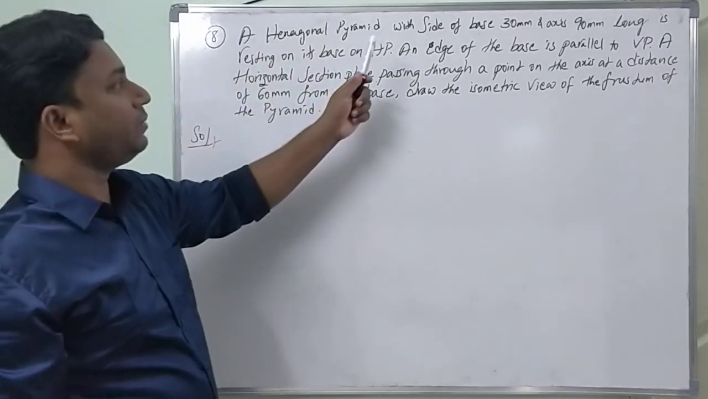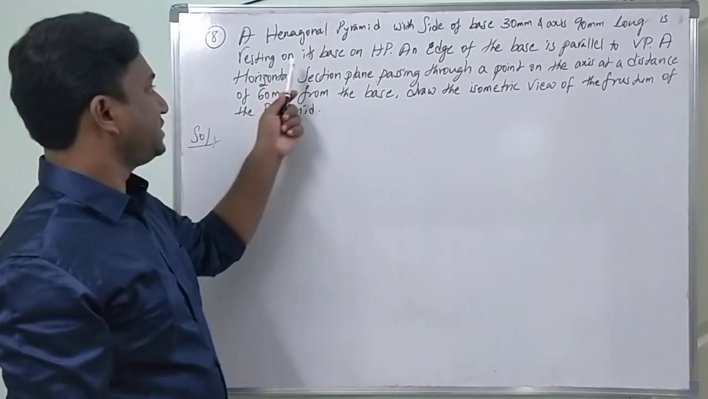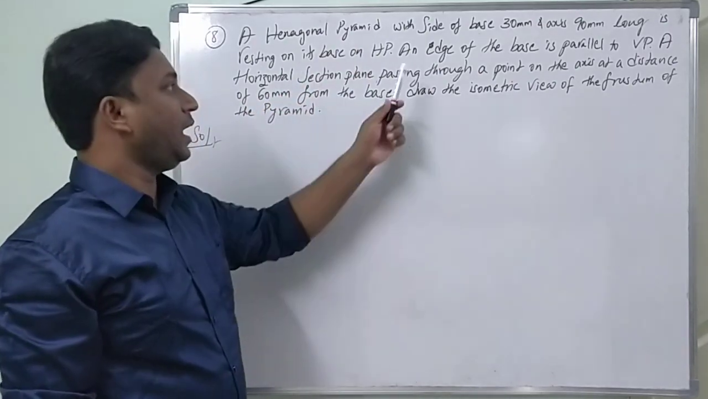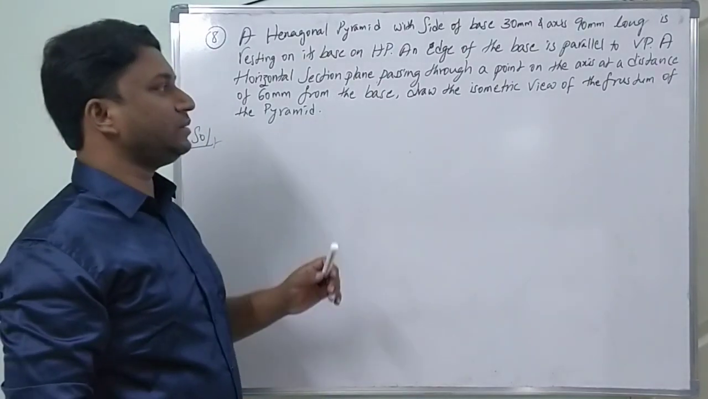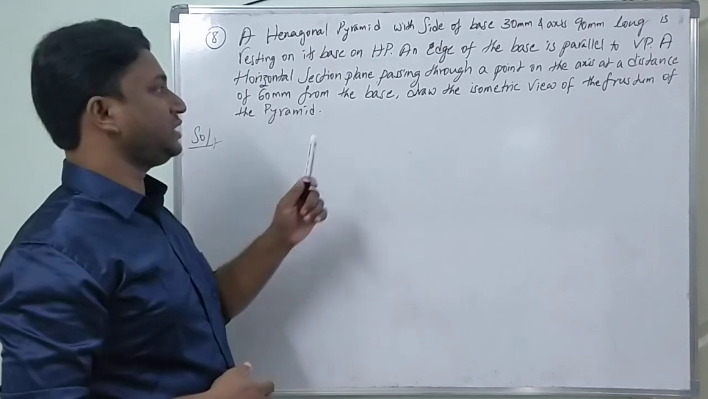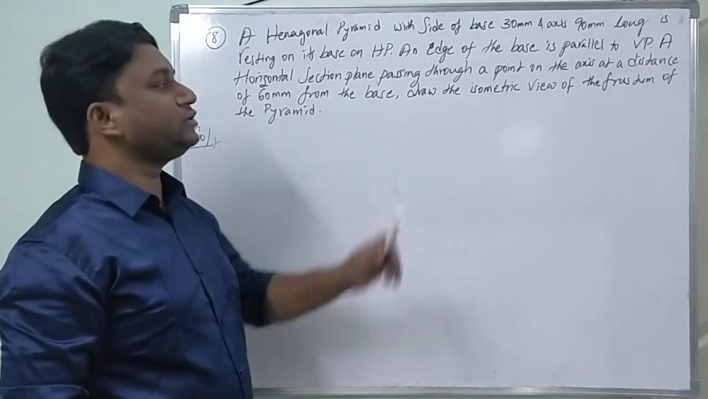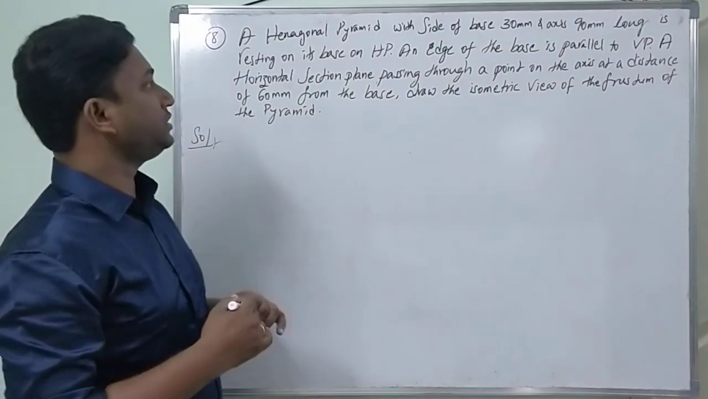A hexagonal pyramid with the side of base 30 mm and axis 90 mm long is resting on its base on HP and an edge of the base is parallel to VP. A horizontal section plane passes through a point on the axis at a distance of 60 mm from the base. Draw the isometric view of the frustum of the pyramid. It's a simple question again.